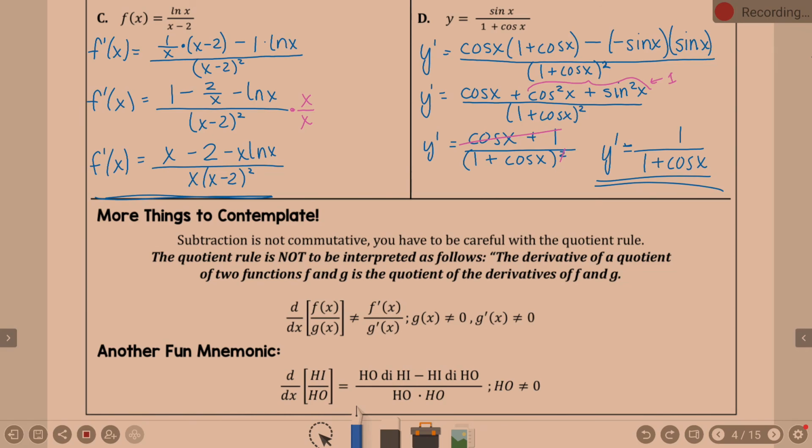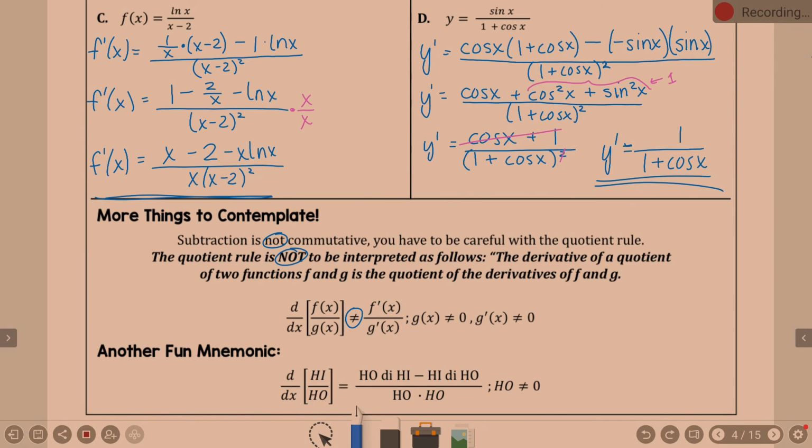Okay, guys, I already mentioned this, but just highlighting it. Subtraction is not commutative. You cannot flip around the pieces in the numerator. You'll find that out real quick. So you have to be careful with the quotient rule. The quotient rule is not to be interpreted as the derivative of a quotient of two functions is the quotient of the derivatives. It's not just the derivative of the top over the derivative of the bottom. Same thing we talked about with the other one.